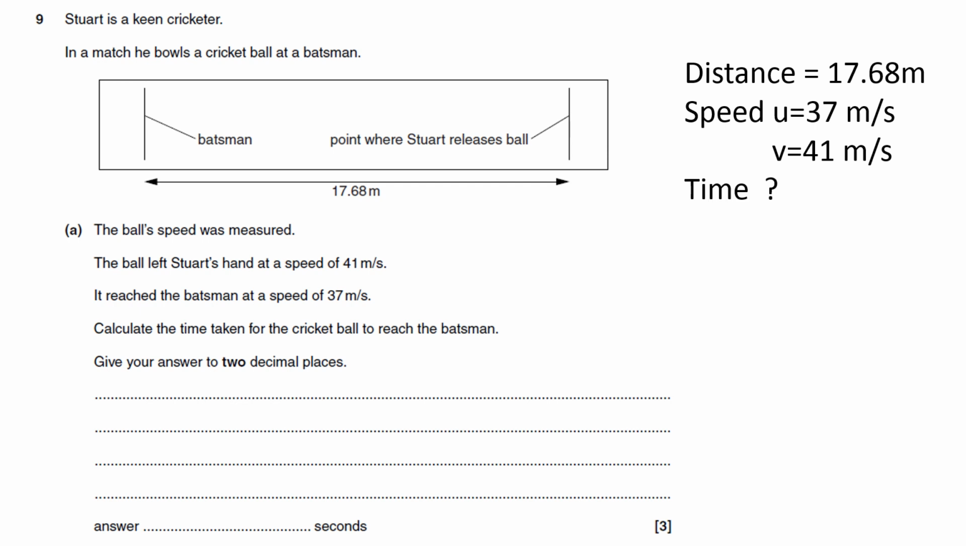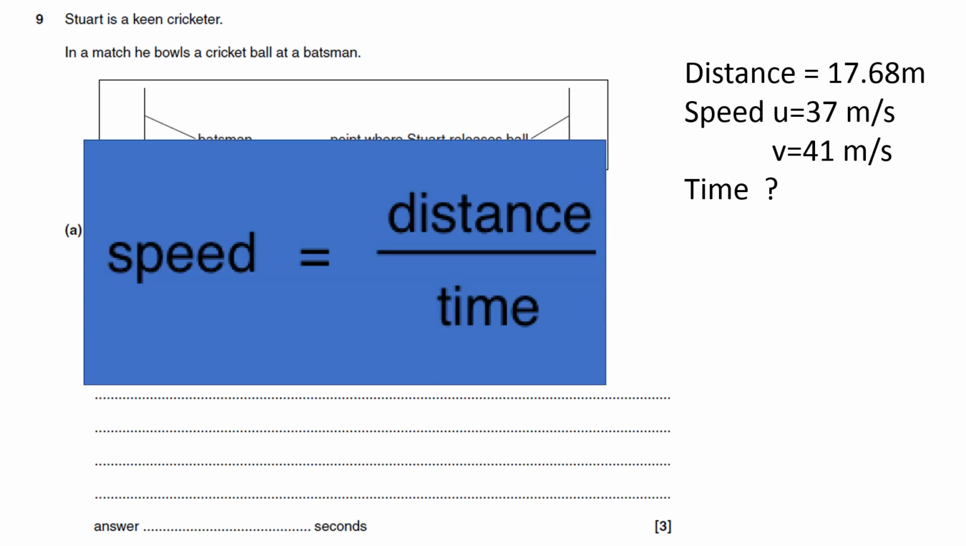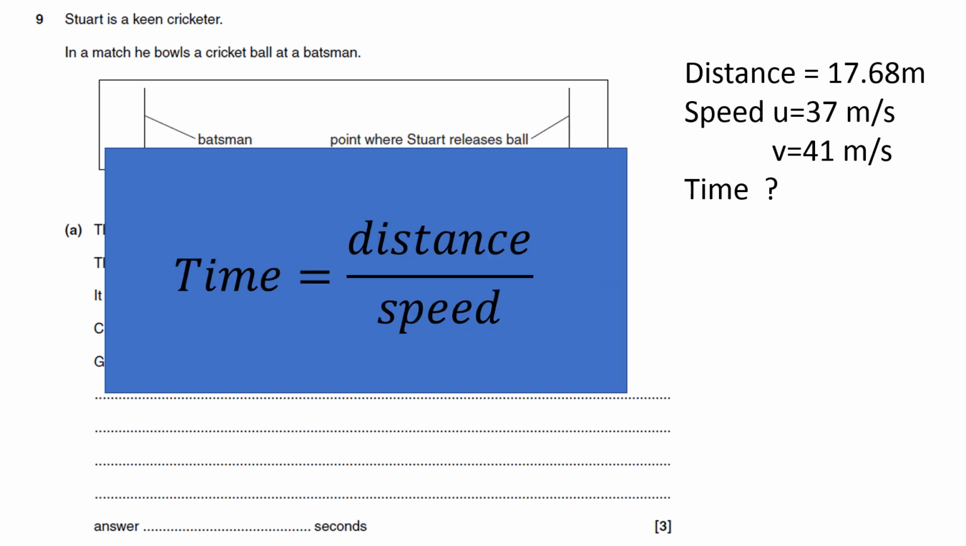Now, do you know of an equation that contains distance, speed, and time? You should do. It's this one. Speed is distance divided by time. So we need to rearrange that equation. Now, if you're not happy rearranging equations, then have a look at my video on transposition. It is a very, very important skill. So time is distance divided by speed.